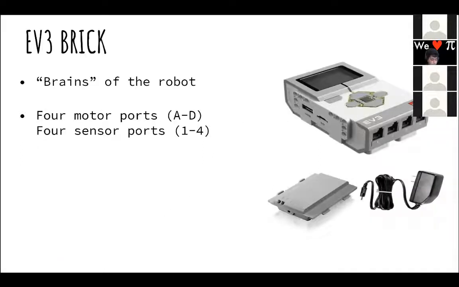So, how do we send messages to our robot? How do we make our robot do things? Well, there is a thing called a brick, and the brick is what's used to receive and send instructions to the motors and the sensors. It has 4 motor ports and 4 sensor ports. It can be thought of as the brain of the robot, if you think of a robot as like a human.